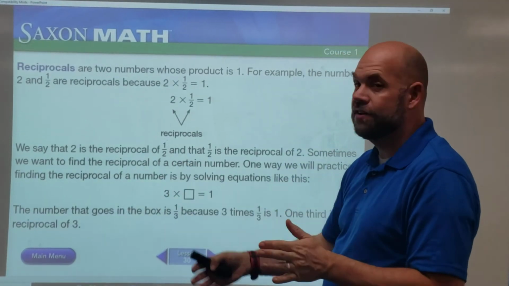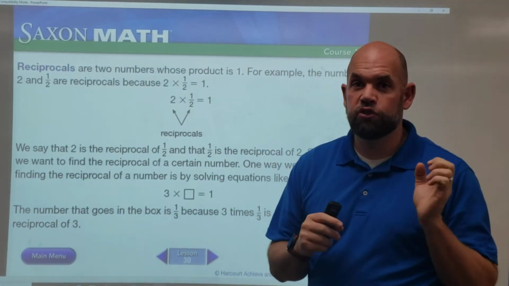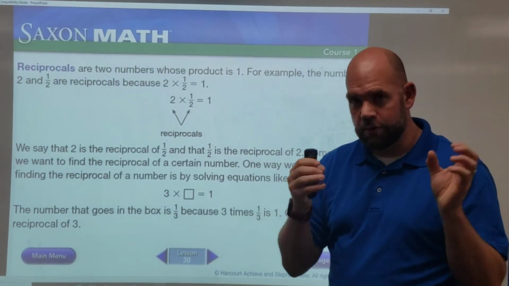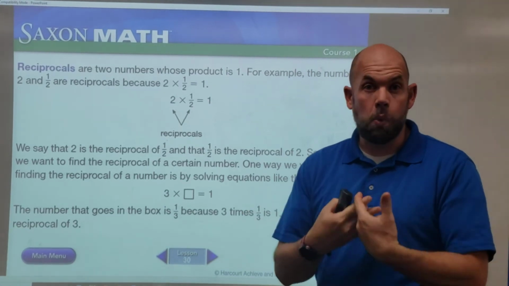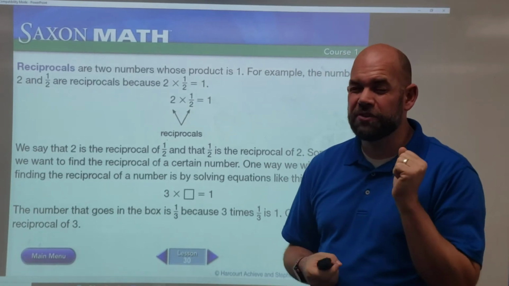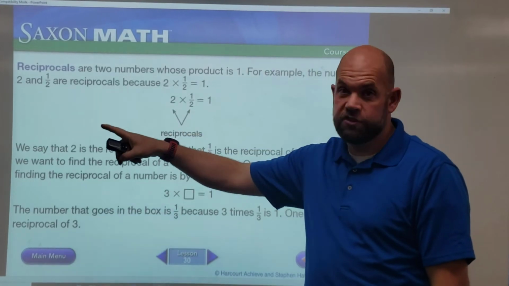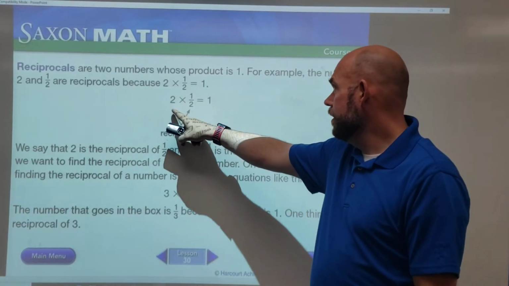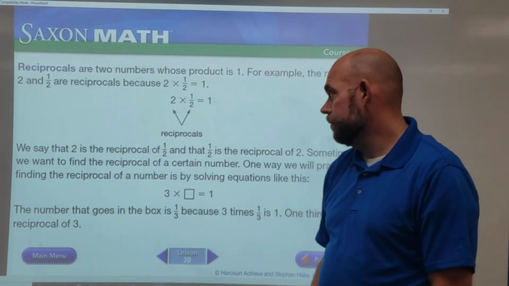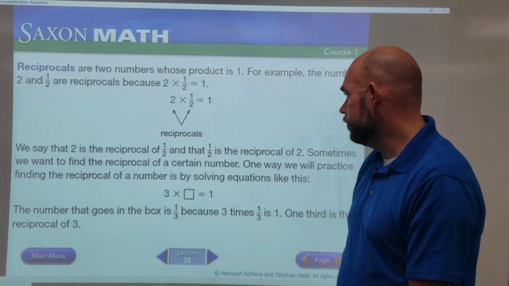Now we're going to move forward into reciprocals, and I love reciprocals. We're going to use these a lot the rest of the year. They've become so helpful in doing certain things. Reciprocals are two numbers whose product, if you multiply those two numbers together, equals 1. If we're solving for a whole number, using reciprocals is so helpful. For example, the numbers 2, which is 2 over 1, and 1/2: 2 times 1/2 equals 1. So they're reciprocals. We'd say that 2 is the reciprocal of 1/2, and that 1/2 is the reciprocal of 2.